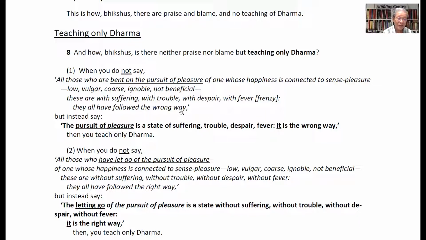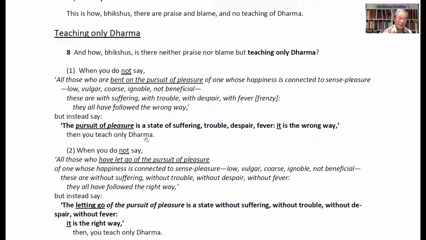They all have followed the wrong way." You don't say what has been mentioned earlier, but instead you say, notice this sentence, this is very important: "The pursuit of pleasure is a state of suffering, trouble, despair, fever. It is the wrong way." Notice it, pursuit of pleasure. Then you teach only Dhamma. Now, this is the key passage. Make sure you understand this.